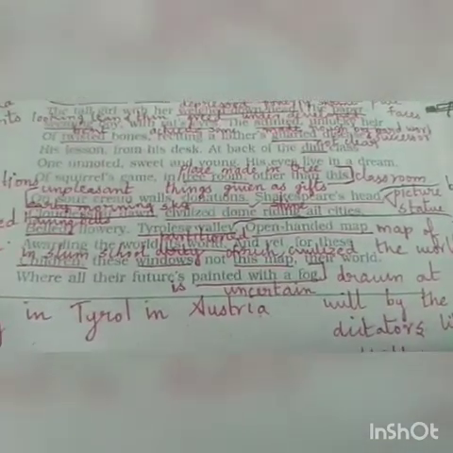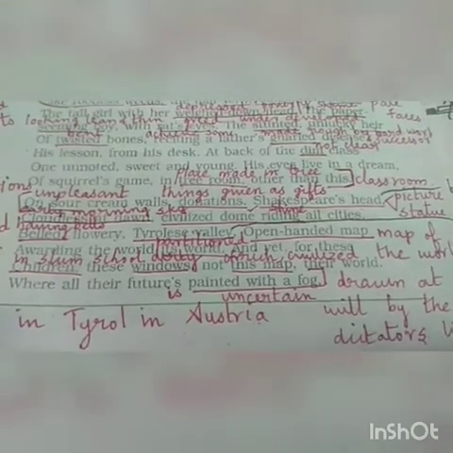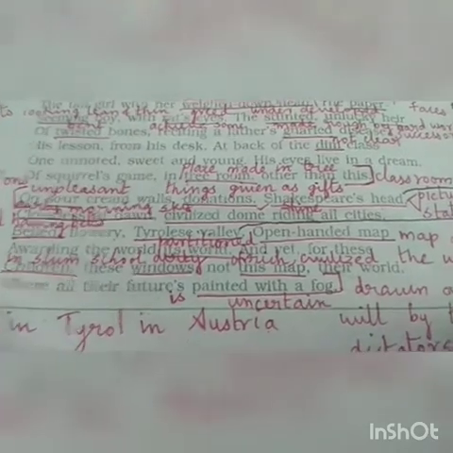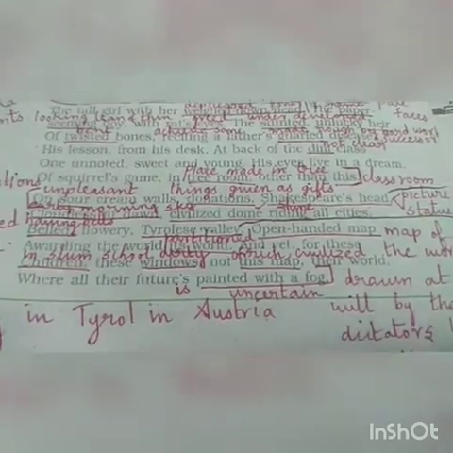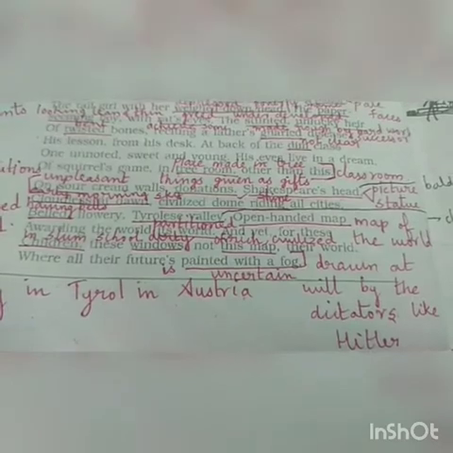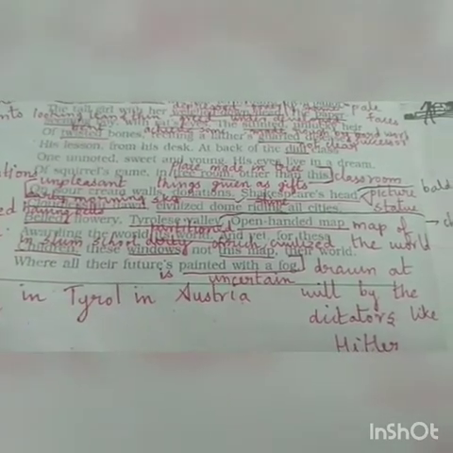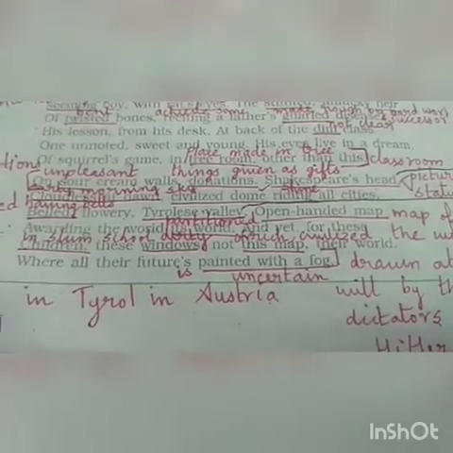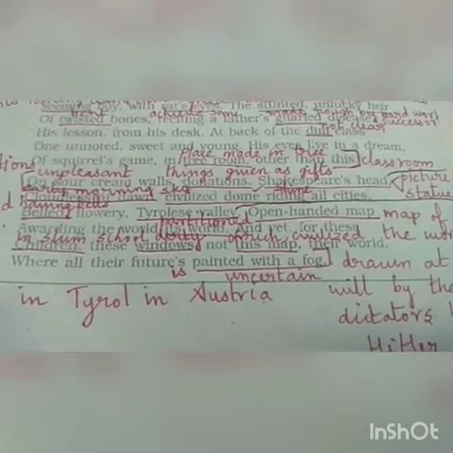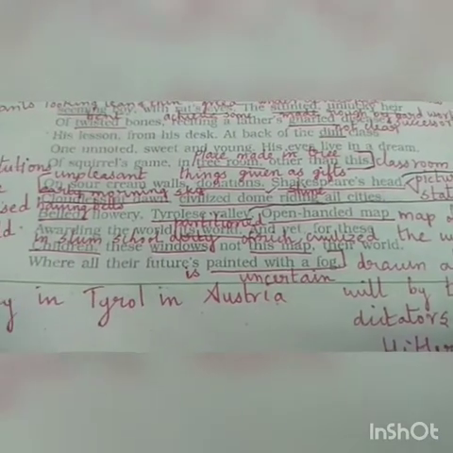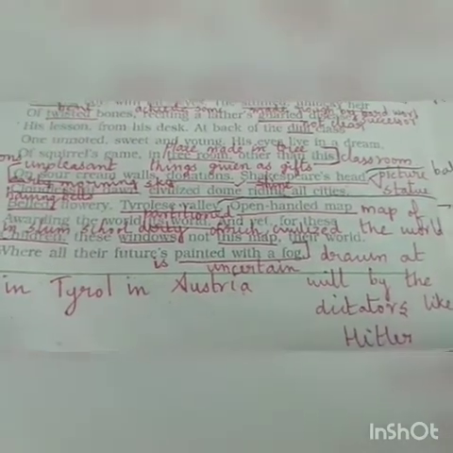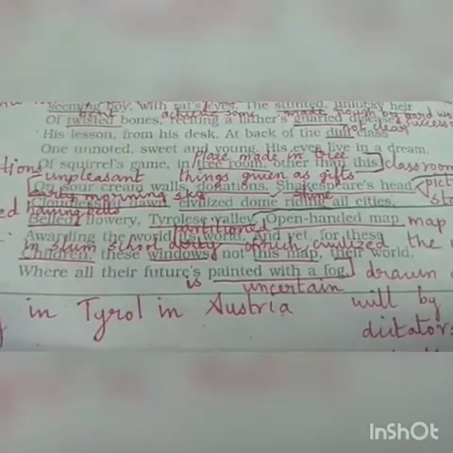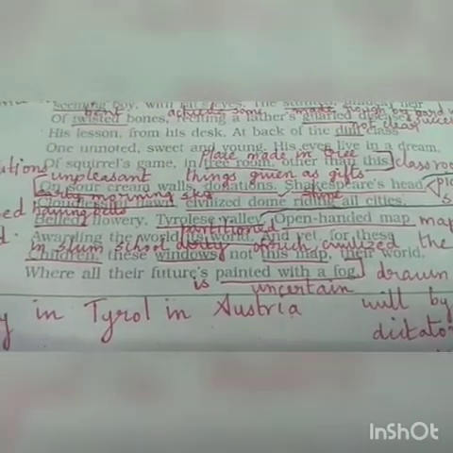Open-handed map, awarding the world its world, and yet for these children, these windows, not this map, are their world, where all their future is painted with a fog. There was also a map of the world depicted on the wall, hanging over there, but according to the children, the map of the world is not at all important. For them, their world is what they see out of the windows of their classroom.